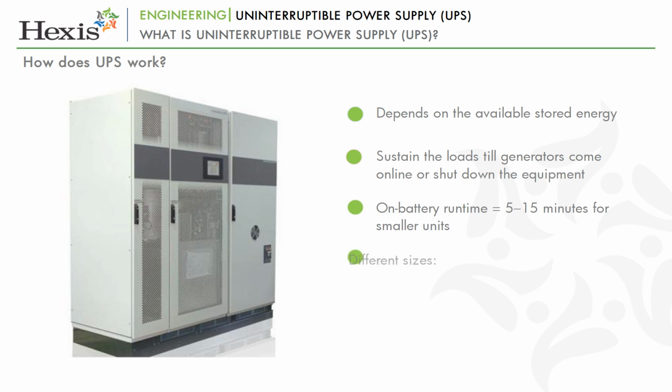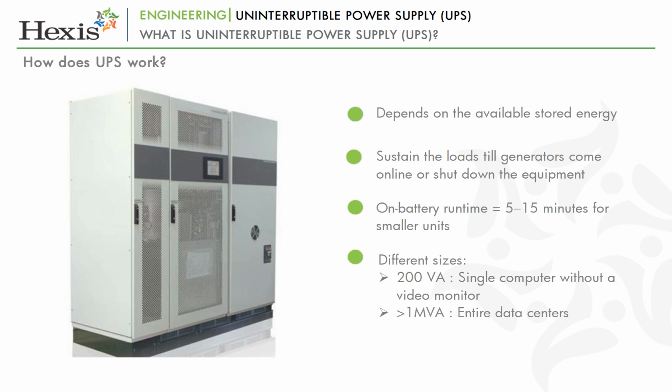The UPS units range in size from units designed to protect a single computer without a video monitor, around 200 volt ampere rating, to large units powering entire data centers, more than 1 megavolt ampere, buildings, more than 300 kilovolt ampere, or manufacturing processes.